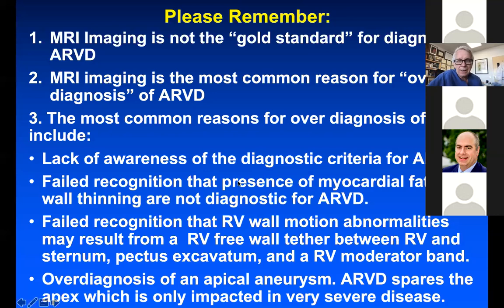They don't recognize that myocardial fat and wall thinning are not part of the diagnostic criteria. You may have, quote unquote, a thin wall. That's not part of the diagnostic criteria. They fail to recognize that RV wall motion abnormalities may result from an RV free wall tether or a pectus. If you have an ARVD patient and they have a deep pectus, probably that screwed up MRI is because of crazy motion because of the pectus.